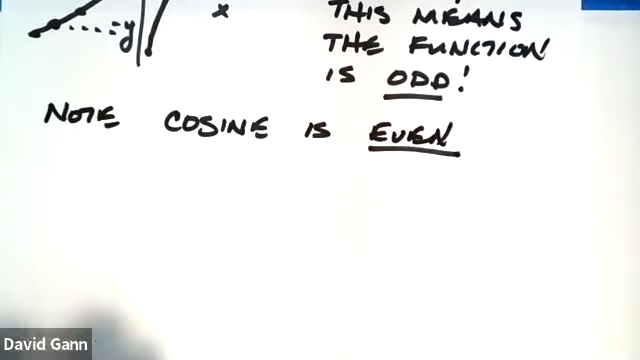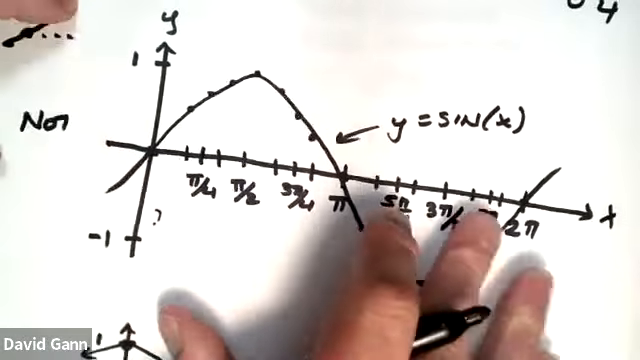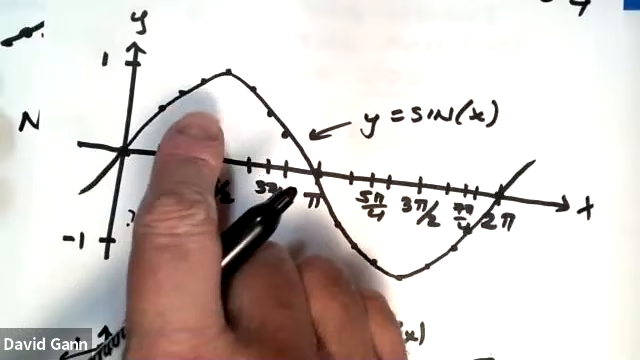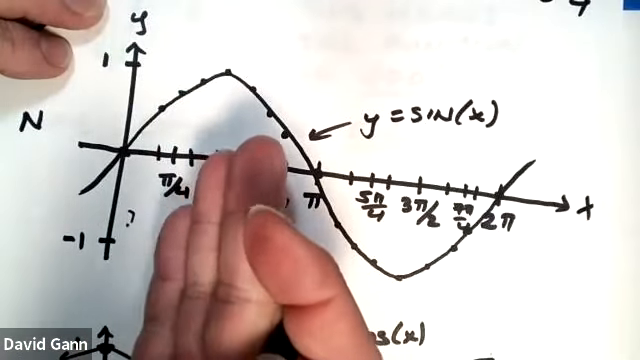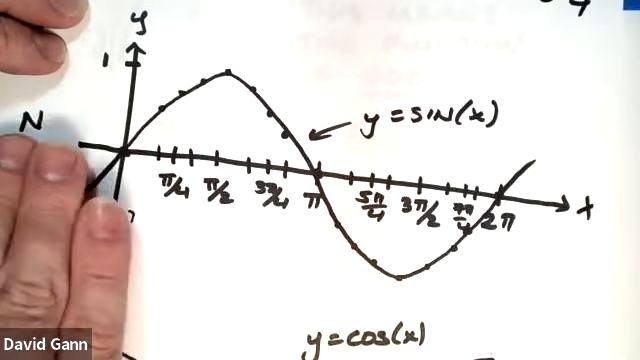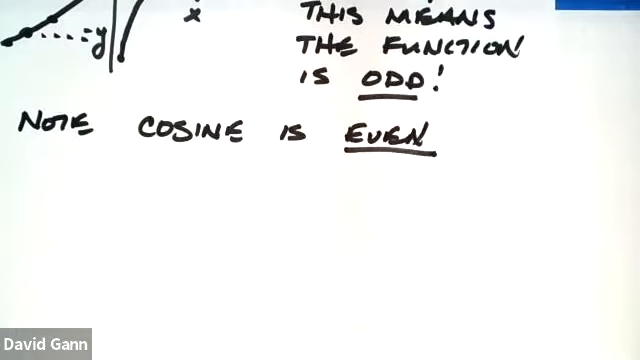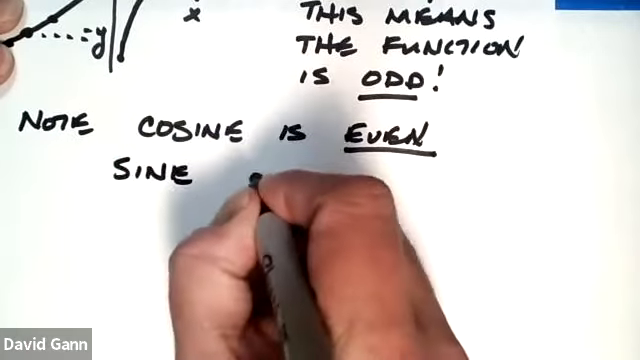Okay. And if you look at sine, notice it has that kind of behavior that we referred to as symmetric with respect to the origin, right? Not only if you reverse the x value, you have the same magnitude, but you have a negative y value associated with it. So it turns out that, in fact, sine is odd.